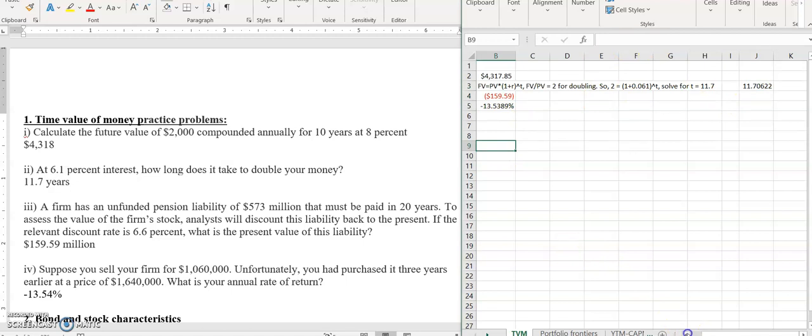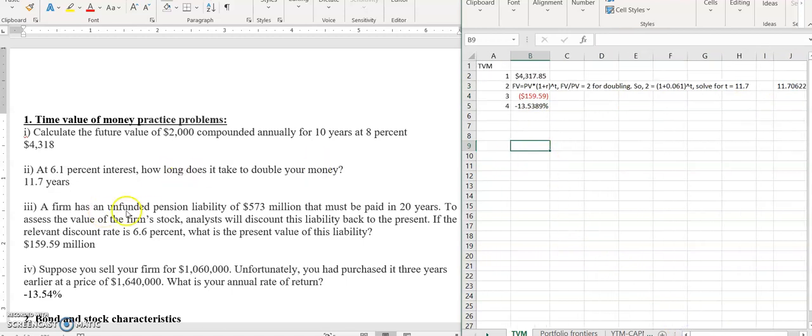Okay. Question number 3. A firm has an unfunded pension liability of 573 million that must be paid in 20 years. And you want to discount it back to calculate the value today, so you can put that on your balance sheet as a liability, and the discount rate is 6.6%. So what is the present value that you'll put on your balance sheet? So I can calculate my PV with a return of 6.6% and 20 years, because that's when this 573 million will occur, and that's my future value, and there's no intervening cash flows. This is again a single period cash flow. Okay, so relatively straightforward.